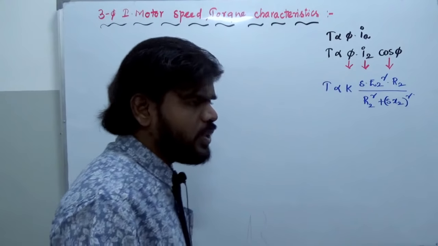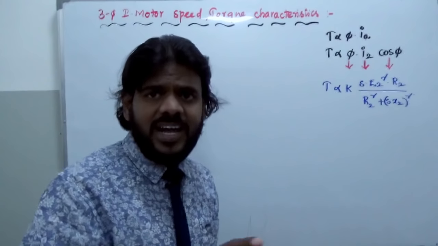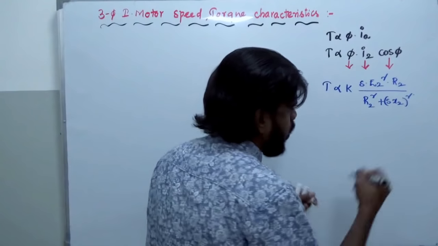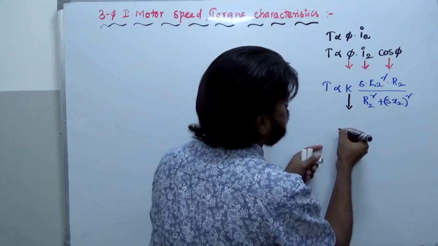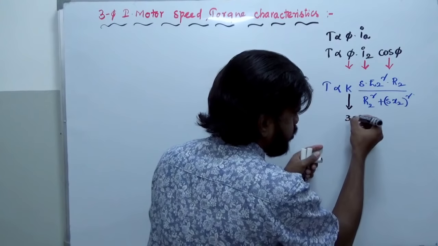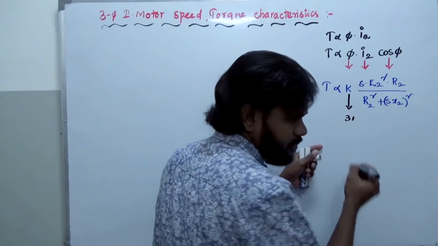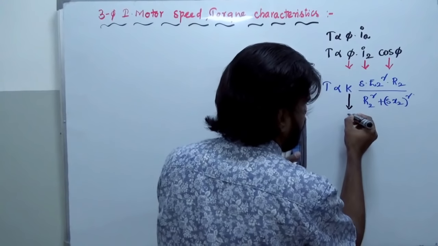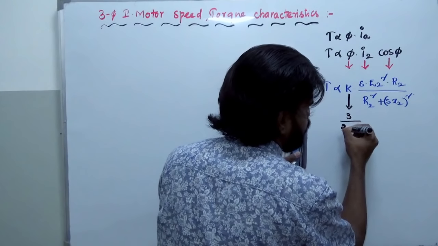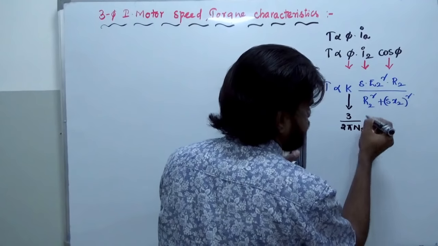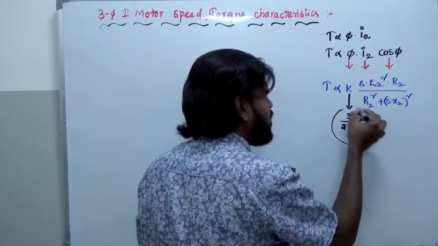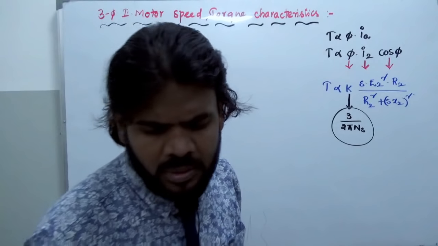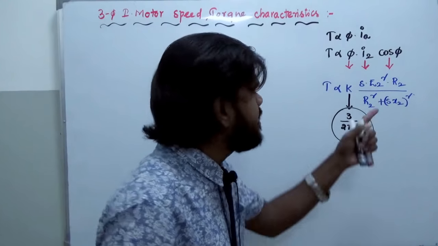Now this is how you will have a final generalized equation of torque. In this one, whatever constant you are finding is basically equal to 3 by 2 pi n s. This is a constant that we are least bothered about. Maybe when you are taking some numerical problems, this may be required.